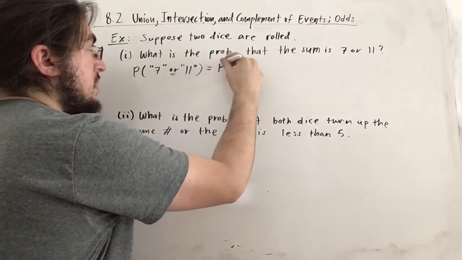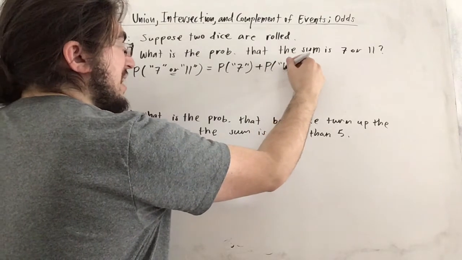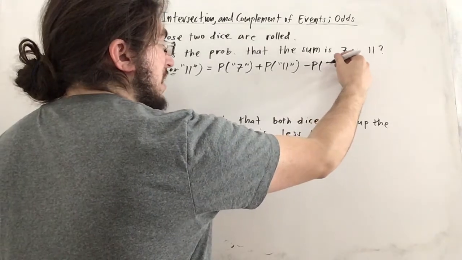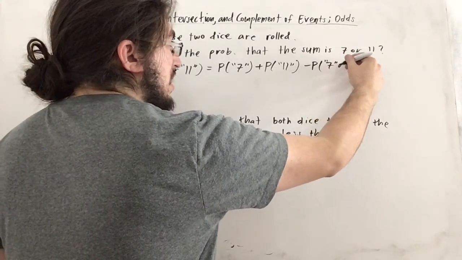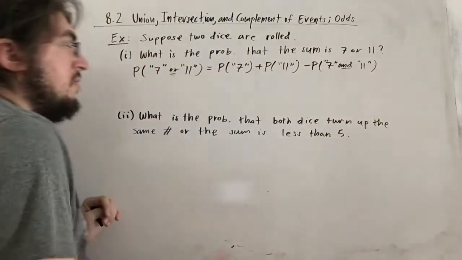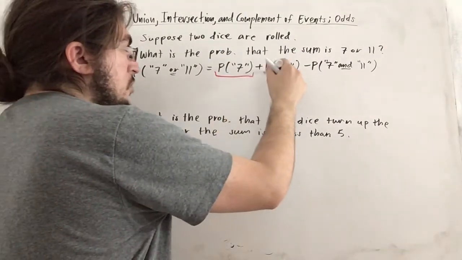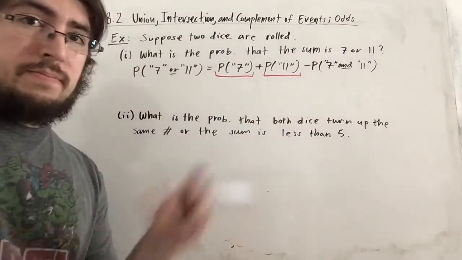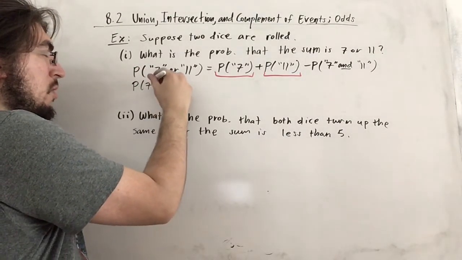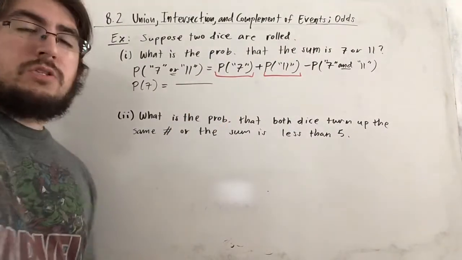But again, we know this is the probability of rolling a 7 plus the probability of rolling an 11 minus the probability of rolling a 7 and 11. Okay, so first let's talk about these two, rolling a 7 and rolling an 11 individually. So what is the probability of rolling a 7? Well, how many ways can you roll a 7 divided by how many total possible rolls are there?